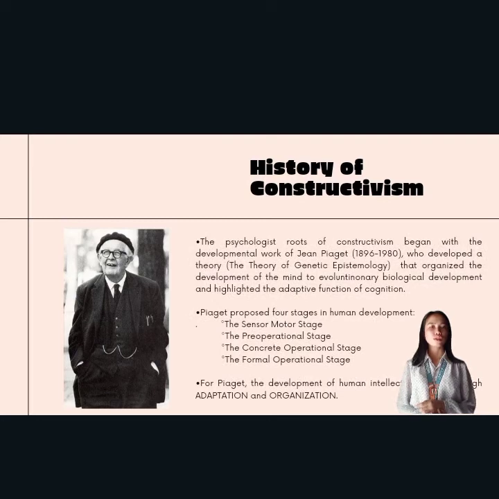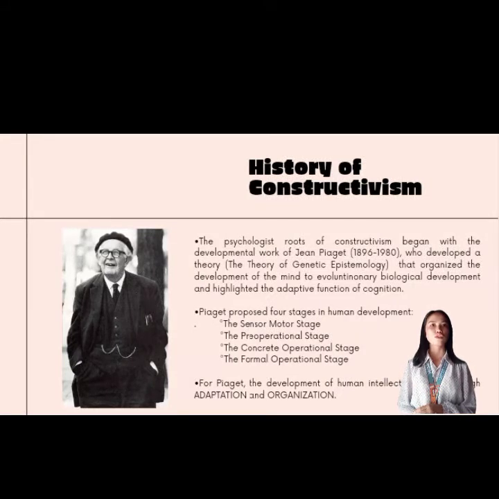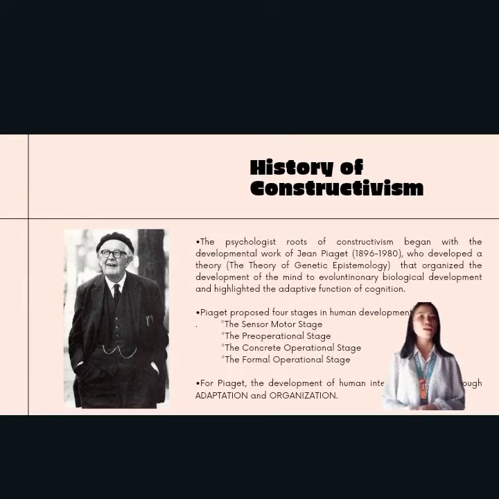The psychological roots of constructivism began with the developmental work of Jean Piaget, 1896-1980, who developed the theory of genetic epistemology, that analogized the development of the mind to evolutionary biological development and highlighted the adaptive function of cognition. Piaget proposed 4 stages in human development: the sensorimotor stage, the preoperational stage, the concrete operational stage, and the formal operational stage. For Piaget, the development of human intellect proceeds through adaptation and organization.